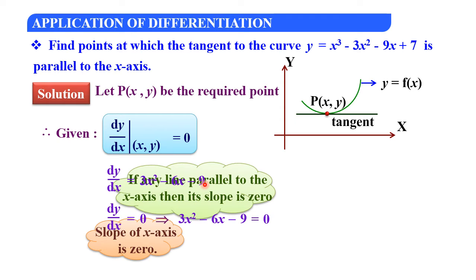So after finding the differentiation of this, put dy by dx equal to 0 here, because the tangent is parallel to x-axis, so the slope of the tangent is 0. I told you already very well, it is an important note, all of you remember it. Therefore dy by dx equal to 0. After finding dy by dx and after substituting dy by dx equal to 0 here, we get 3x square minus 6x minus 9 equal to 0.